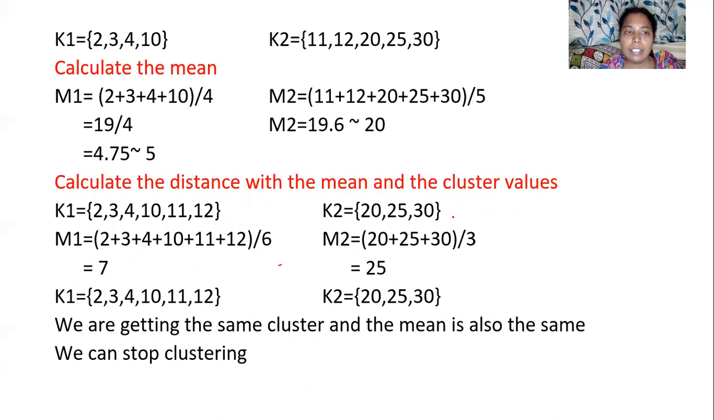The thing is that here the value of K1 and K2, that is the cluster values, are the same. So we have to stop clustering. Which means that we are getting the same cluster and the mean is also the same, and so we have to stop the clustering. So this is a numerical example for the k-means. This is how the data points are clustered by using the mean value.